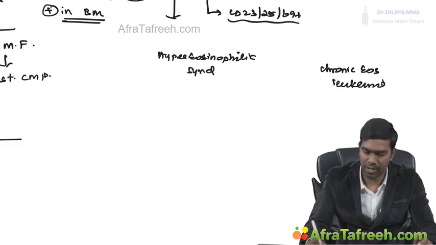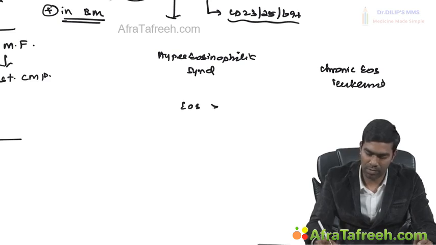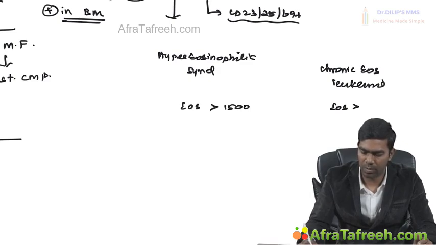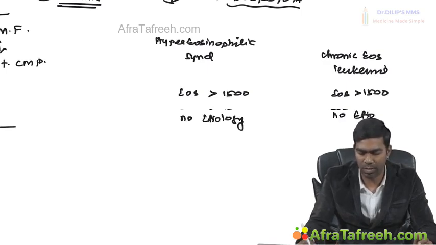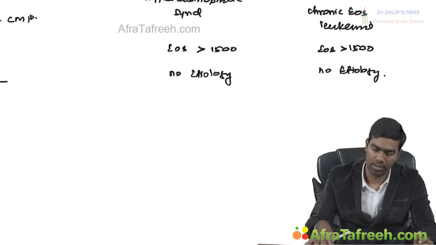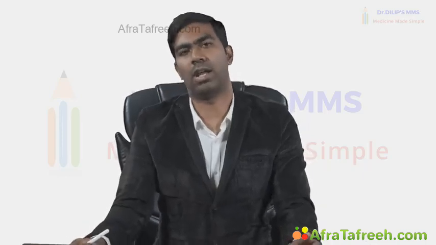First, let us see the similar facts. In both these conditions, eosinophils will be more than 1500 in the peripheral smear, and there will be no etiology for eosinophilia. You cannot identify any etiology for eosinophilia in both. And both will have multi-organ dysfunction, like heart, lung, GIT and bone marrow. A lot of areas may be infiltrated with eosinophils. So both can have multi-organ dysfunction, doesn't matter.